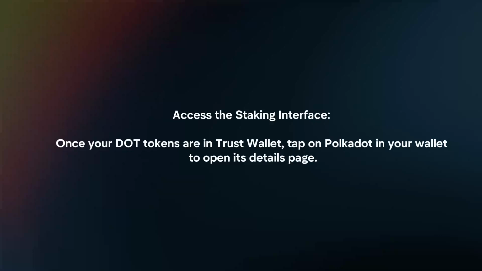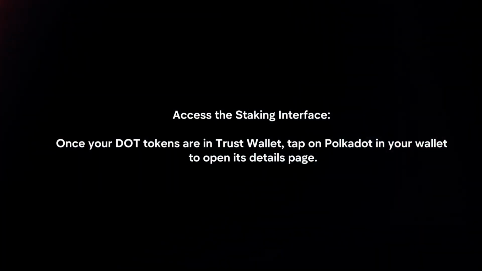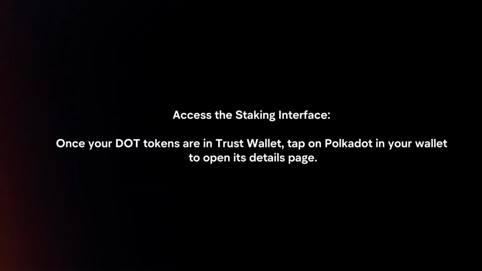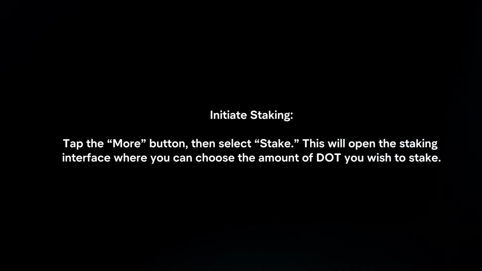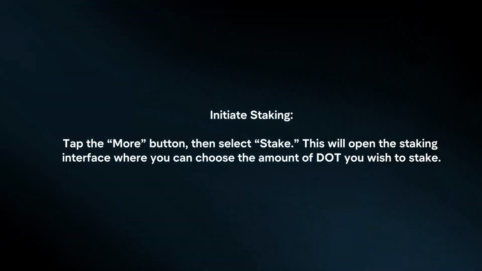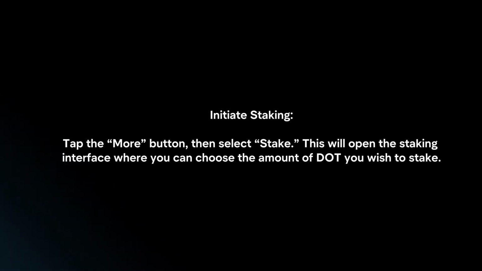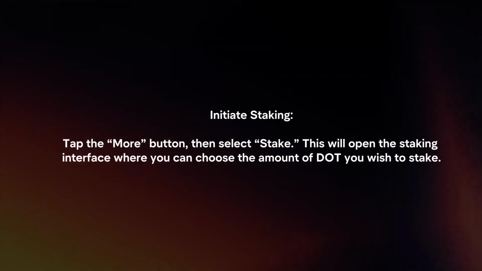Access the staking interface. Once your DOT tokens are in Trust Wallet, tap on Polkadot in your wallet to open its details page. Initiate staking. Tap the More button, then select Stake. This will open the staking interface where you can choose the amount of DOT you wish to stake.